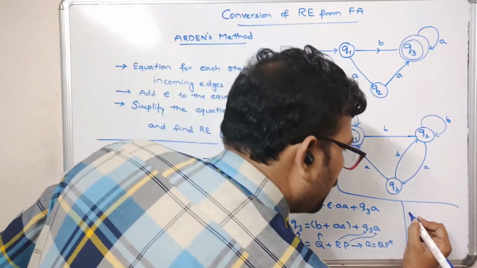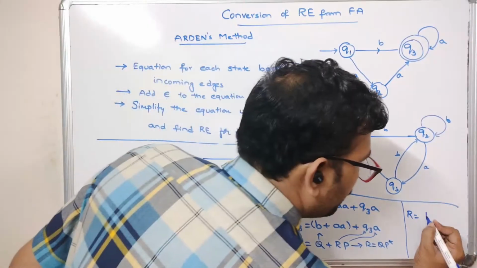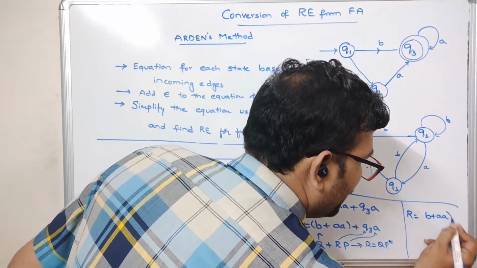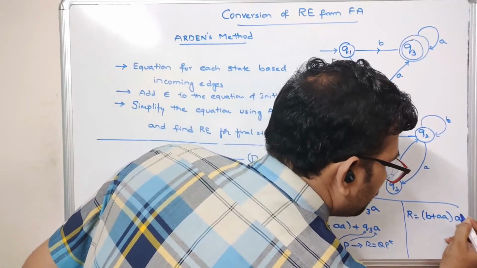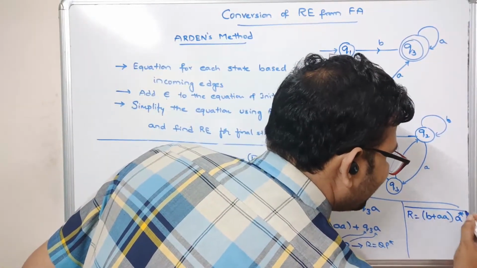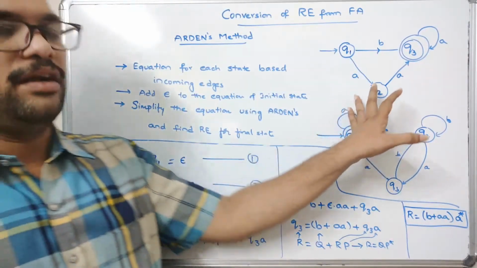So that means the regular expression R is equal to, what is the Q here? Here Q is B plus AA, B plus AA and P star. P is nothing but A, so here A and star. So this is the regular expression for the given finite automata.